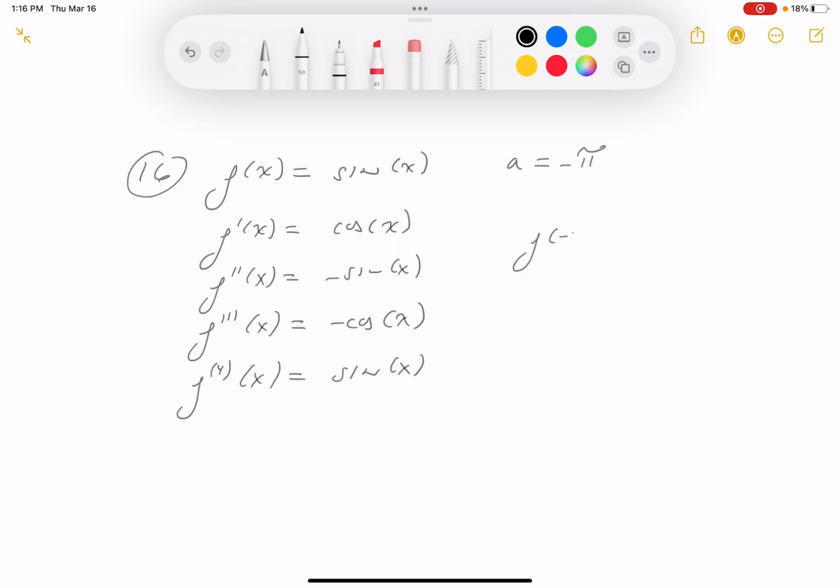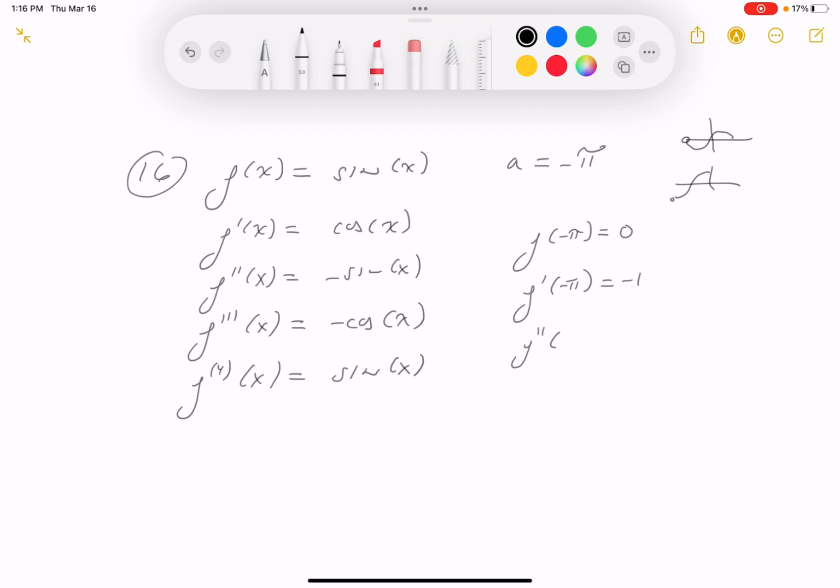F at minus pi. Well, for the sine function, that's going to be 0. Let me remind you what we're looking at. The sine function looks like this over here. So at minus pi, it's this one over here. The cosine function looks like this over here. So it's going to be minus 1 there. All right? So let's do that over here. F prime at minus pi is going to be minus 1.